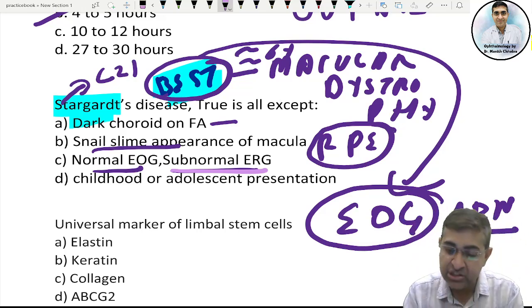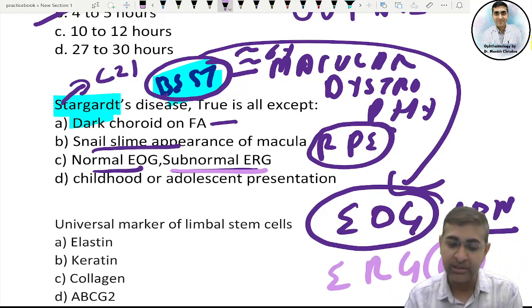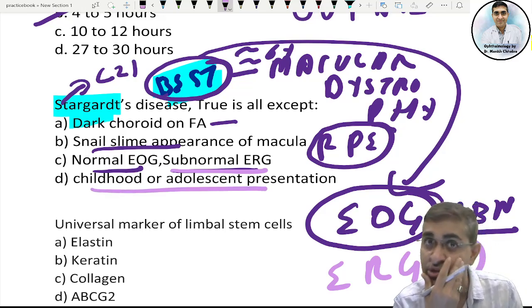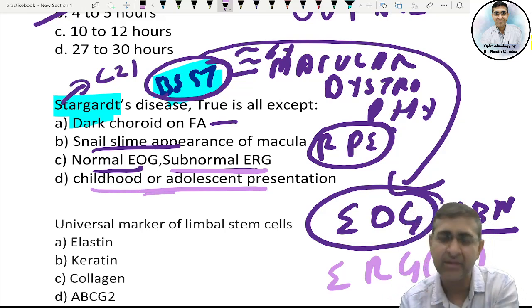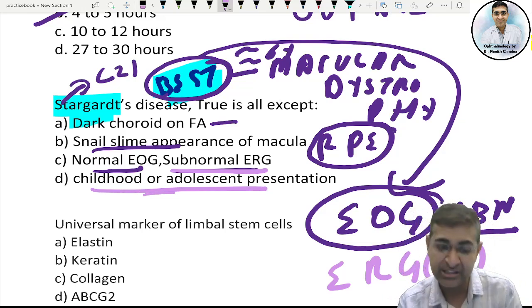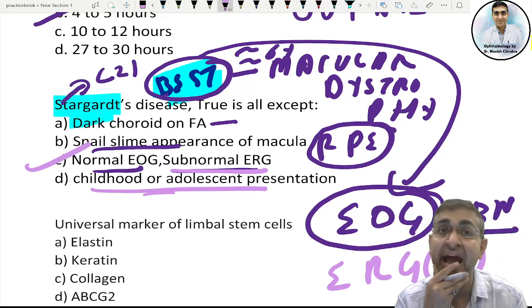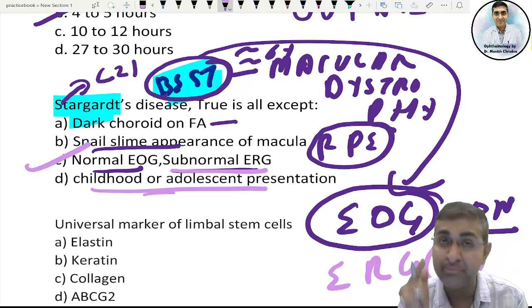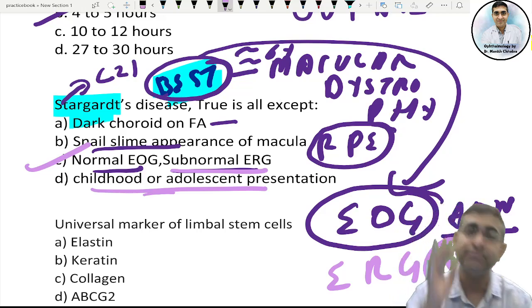But in Best disease, EOG is abnormal but ERG is normal. And presentation, I have already told you, less than 21 years, so it goes in favor of childhood and adolescent presentation, right? So the answer to this question is normal EOG and subnormal ERG. The true statement should have been normal EOG and normal ERG, but in late stages EOG and ERG both can be abnormal.